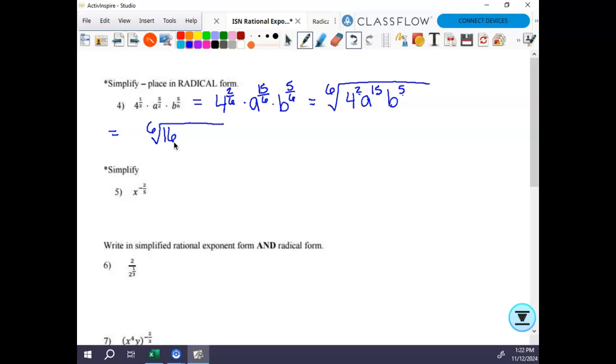6 goes into 15 how many times? Twice. So that means a squared comes out, but it doesn't go in there evenly. So how many are left over? 3. 3 are left inside, and then b to the 5th. And this is my answer. What questions do you have? All right.